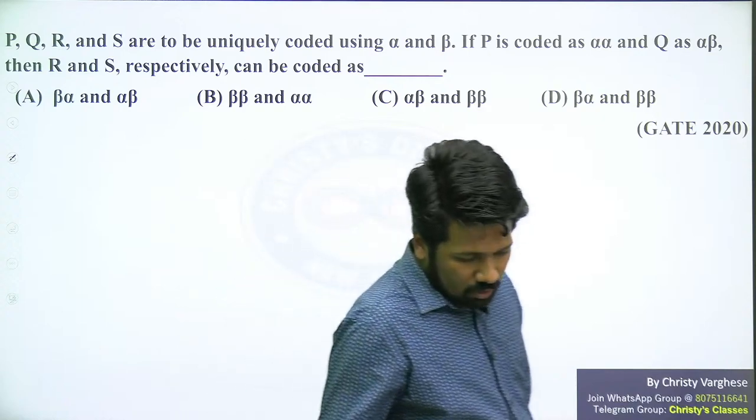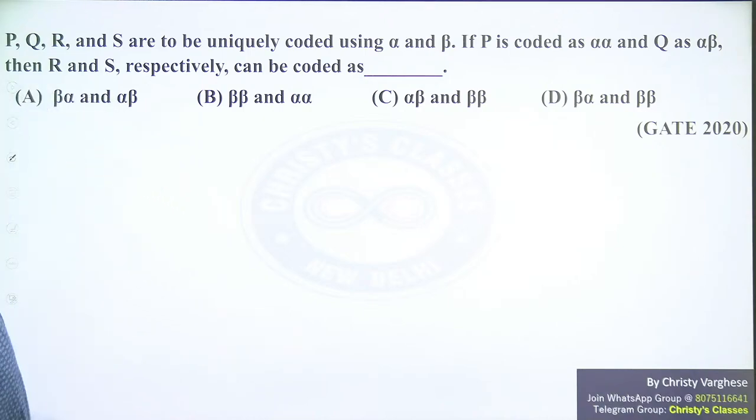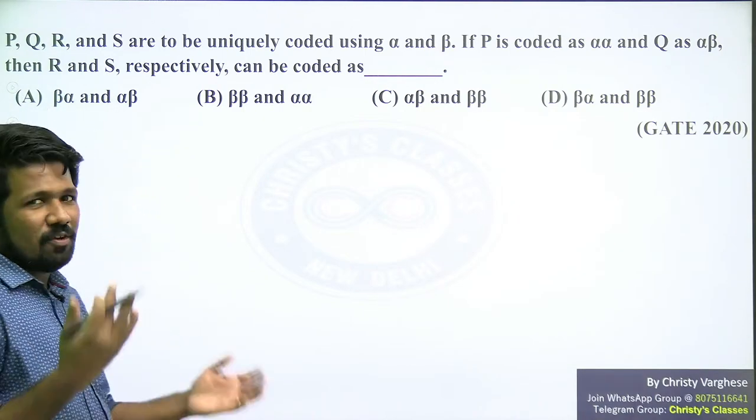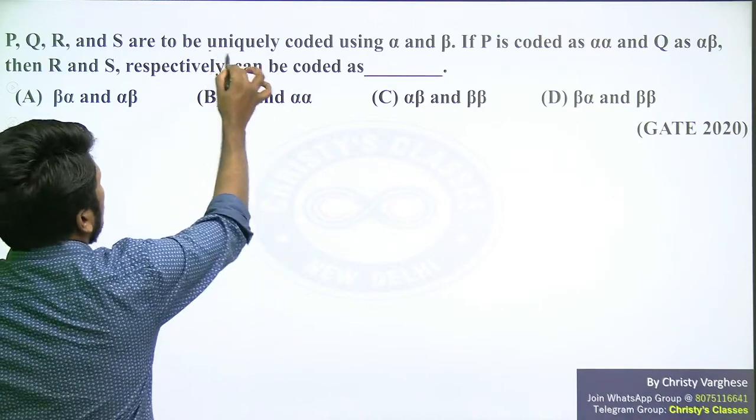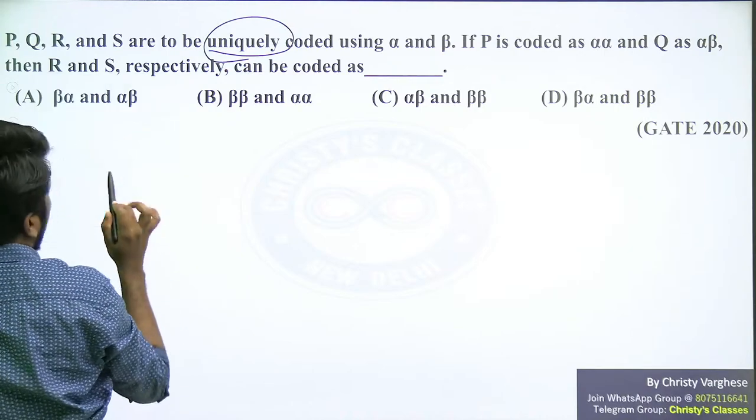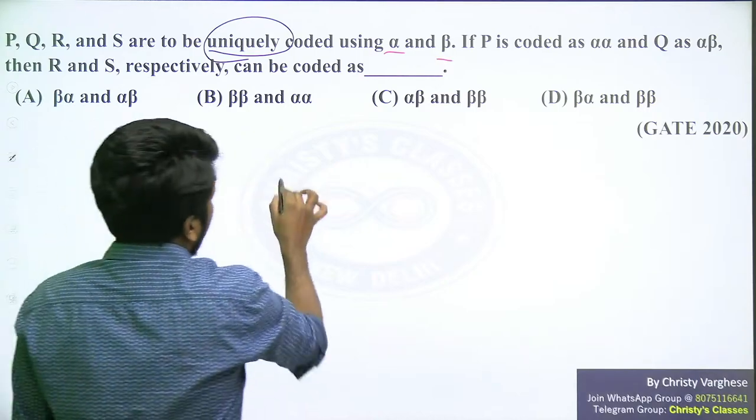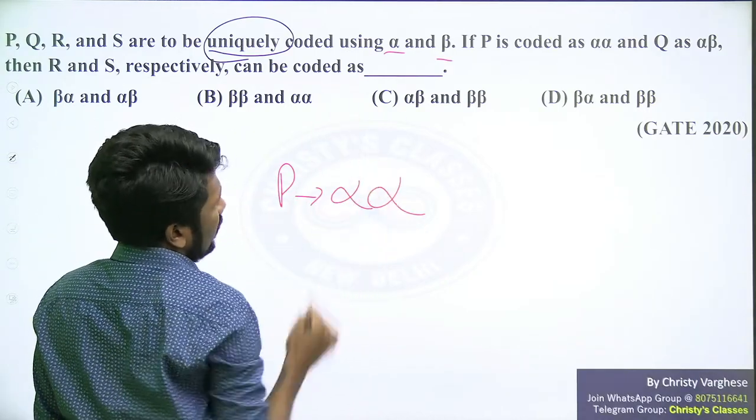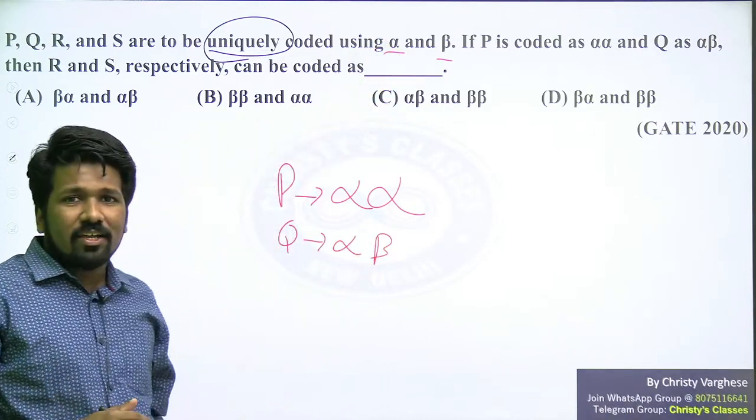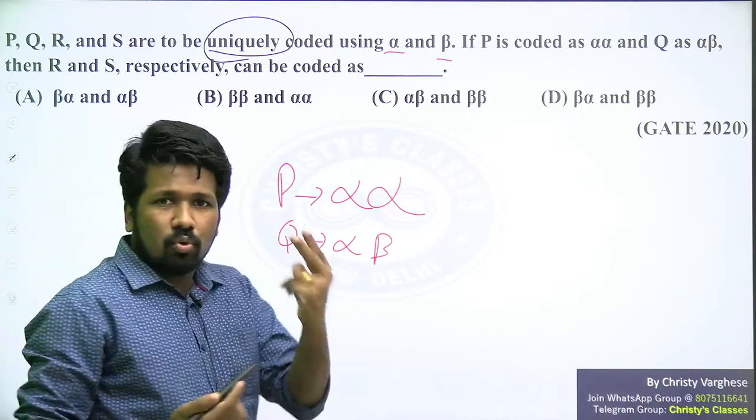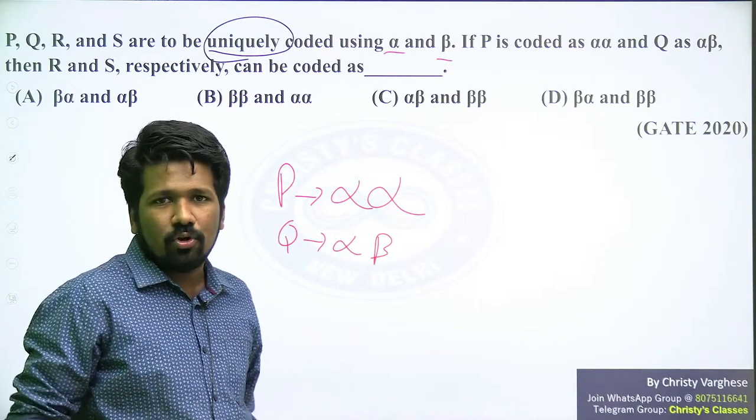So this question, many of you got it right. PQRS are to be uniquely coded. Yeah, this is kind of a permutation combination problem also. Uniquely coded is very important. Repetition is not allowed, using only alpha and beta. If P is coded as alpha, alpha, and Q is coded as alpha, beta, then with only alpha and beta, you need to code. Two objects can be coded only in 2 × 2, 4 ways.